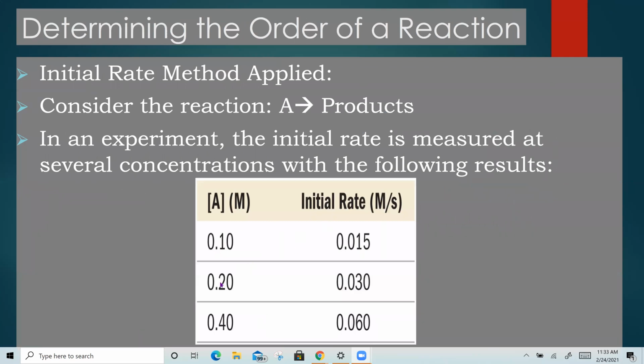So you can also see this in the second to third experiment. We go from 0.2 to 0.4, the concentration doubled, what happens? This doubled, right? You can look at it from 0.1 to 0.4. If you go from 0.1 to 0.4, that changes by a factor of 4. And then if you look at your initial rate, it goes from 0.15 to 0.06, which is a factor of 4. All right. So you can see this multiple ways.